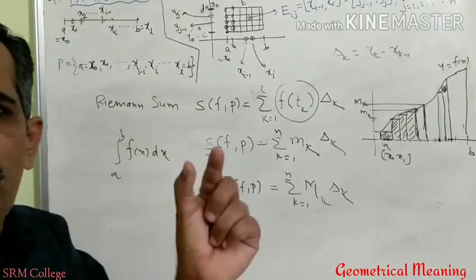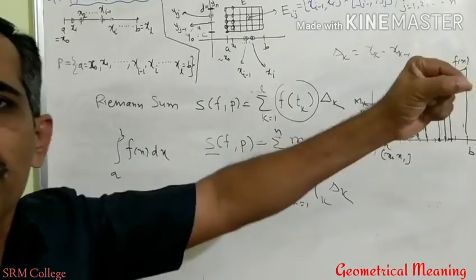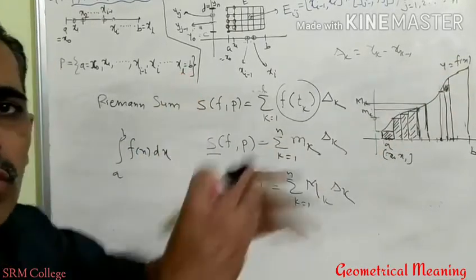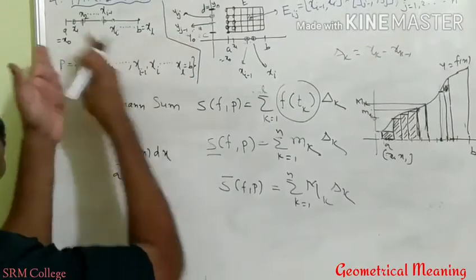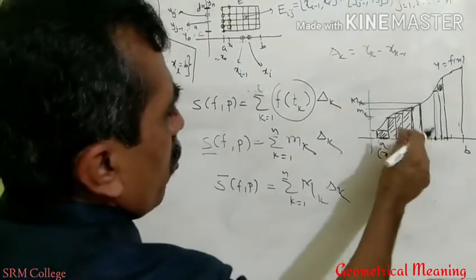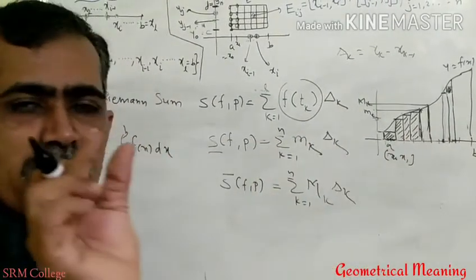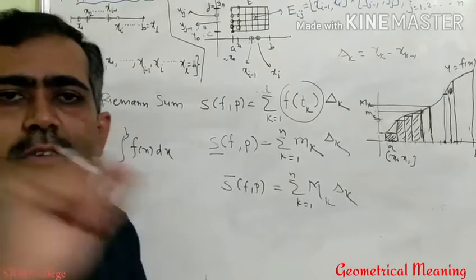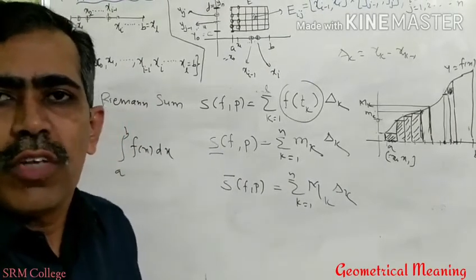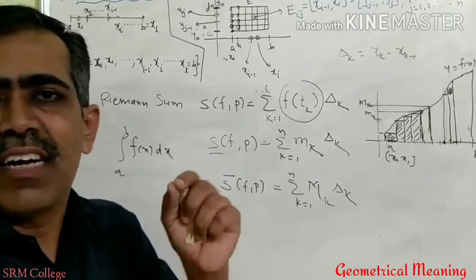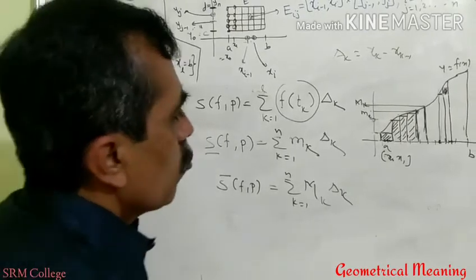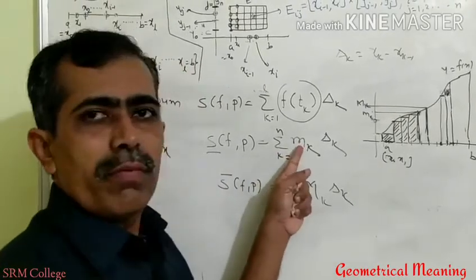That means the norm of the partition will tend to 0 if L tends to infinity. The number of points tends to infinity, with smaller and smaller sub-intervals. The norm of the partition, meaning the length of the largest sub-interval, will also tend to 0. That means norm of P less than delta, and all these things we have learned. So this is all about the geometrical meaning of the lower sum.